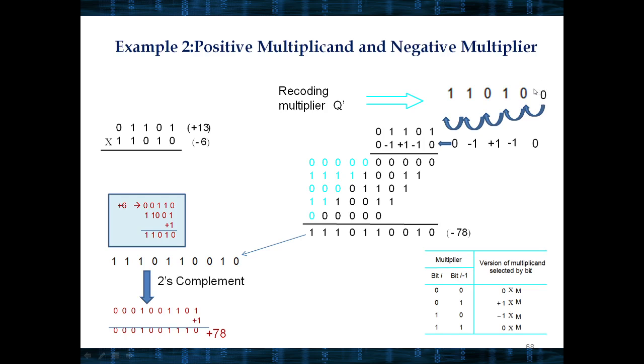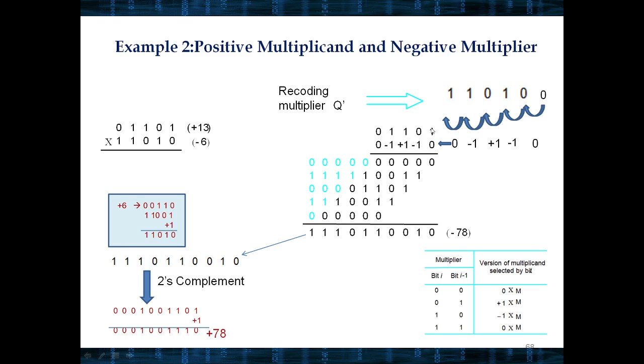Then an extra 0 should be added here. Then we take the recoded multiplier. We compare: 0 to 0 means 0, 0 to 1 is minus 1, 1 to 0 is plus 1, 0 to 1 is minus 1, 1 to 1 is 0. That becomes the recoded multiplier. Then we'll apply the multiplication procedure.